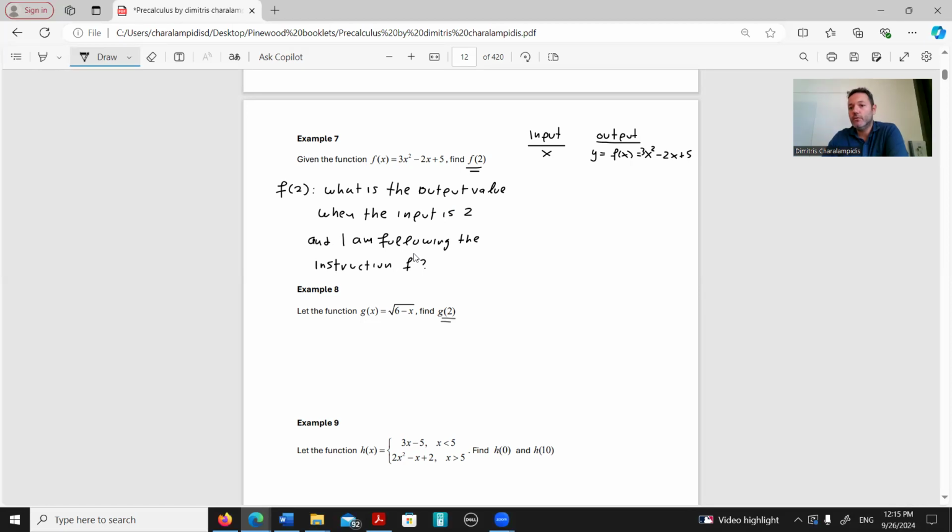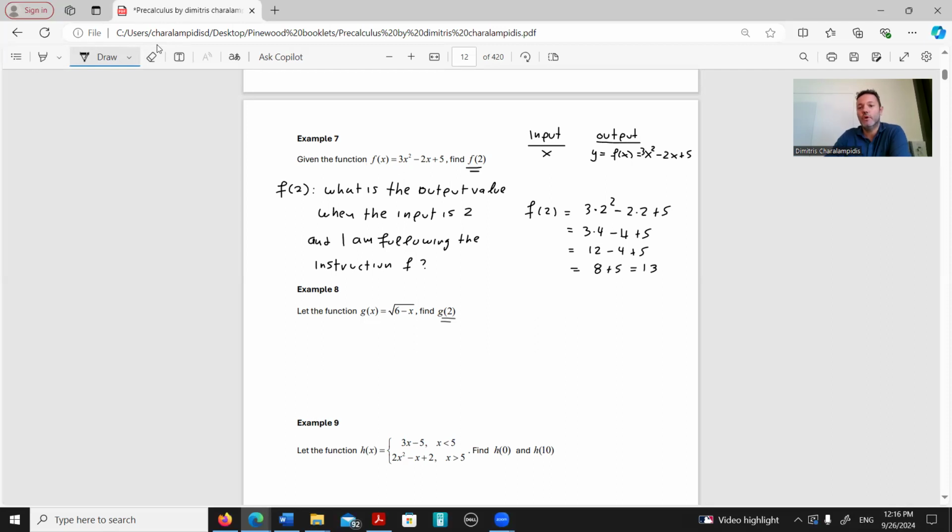We will simply do operations. f of 2 is 3 times 2 squared minus 2 times 2 plus 5. 3 times 4 minus 4 plus 5. 12 minus 4 plus 5. 8 plus 5 equals 13.